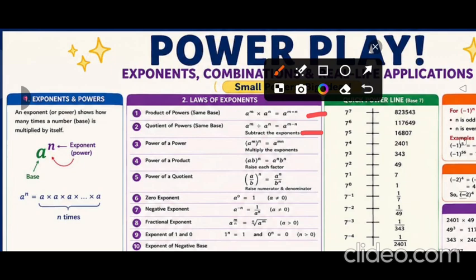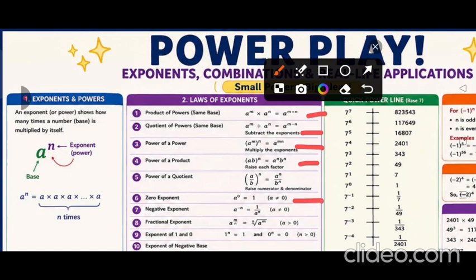Power of a power: a raised to the power m, raised to the power n, will become a raised to the power mn. Means exponents get multiplied. Power of a product: a raised to the power n times b raised to the power n can be written as ab raised to the power n. Means raised to each factor. Power of a quotient: a upon b raised to the power n is written as numerator raised to the power n, denominator raised to the power n. That is a raised to the power n upon b raised to the power n.